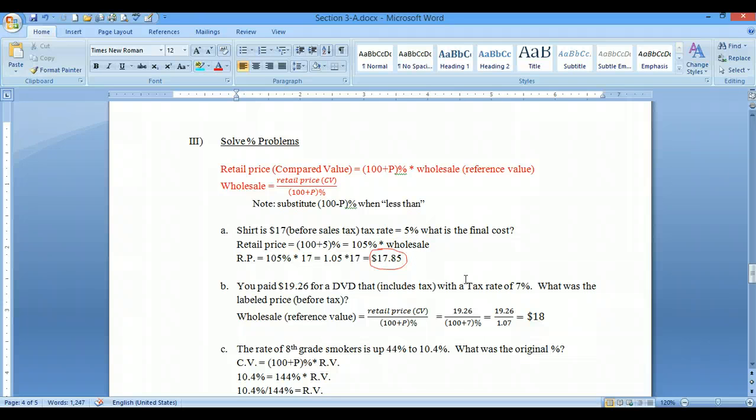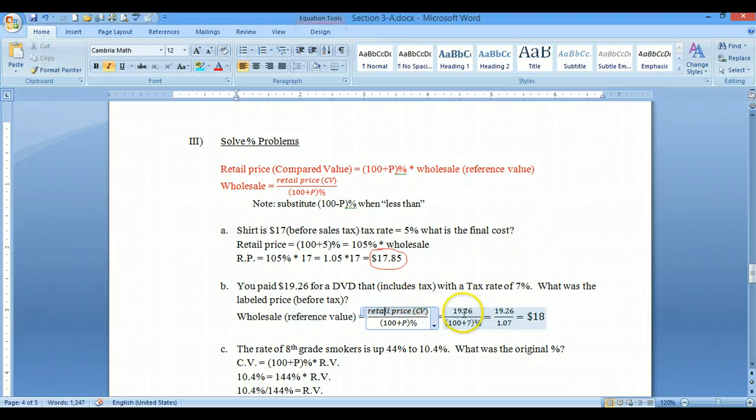The next one's the harder one. A lot of people get this one wrong in all of the work that they turn in, so watch carefully. You paid $19.26 for a DVD. That's what you paid at the register. That is what it's including the tax. The tax rate is 7%. What was the labeled price before tax? So I'm not looking for how much I need to pay on top of that. I want to see what the price tag said previously. So I'm looking for, in this case, the reference value.